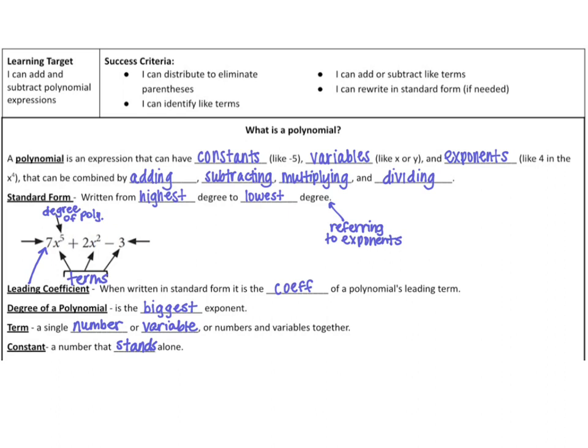Okay, so now that we got the vocab out of the way, let's look at what we can do to be successful in this lesson. We will be able to distribute to eliminate the parentheses, identify like terms, and then add or subtract those like terms, and rewrite in standard form if needed. Remember, standard form is always written from the highest degree to the lowest degree, and to identify that, we look for the biggest exponent. So let's look at some examples.